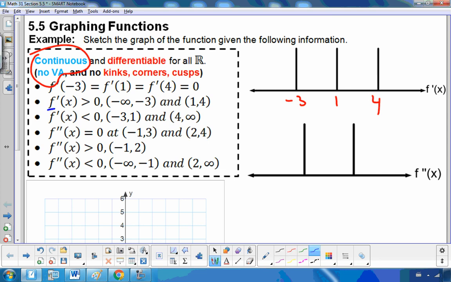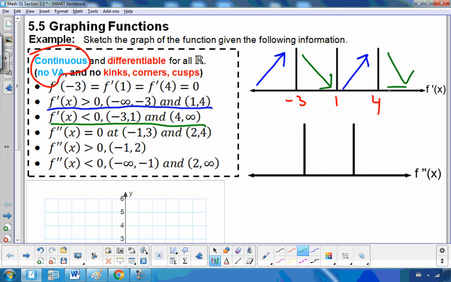So here it says that the first derivative is positive, meaning increasing from -infinity to -3 and between 1 and 4. It is decreasing because it's less than 0 in between -3 and 1 and 4 to positive infinity. So that tells me that at -3, if I'm increasing to the left, decreasing to the right, I have a max at -3. I'm decreasing to the left, increasing to the right, which means that this is a min. And increasing to the left, decreasing to the right, this tells me this is a max.